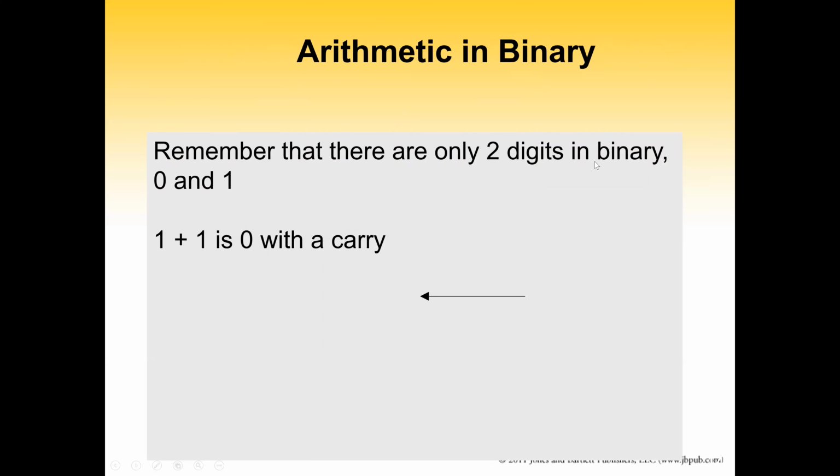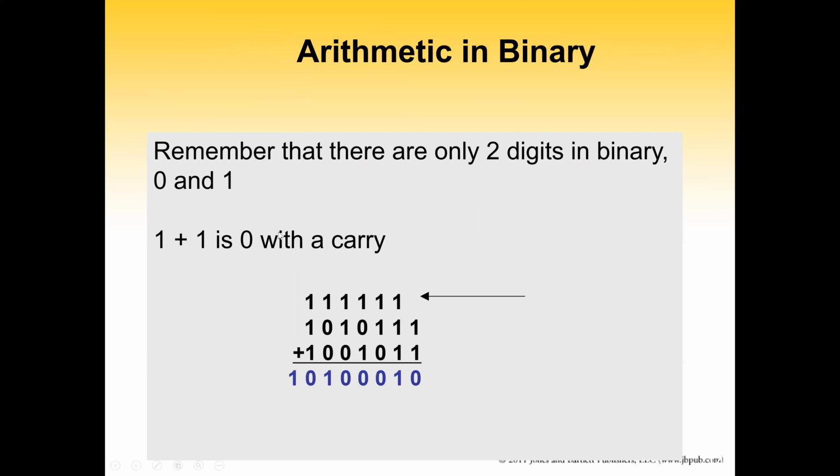Now remember that there are only 2 digits in binary. So if I want to do binary arithmetic, I have only 0 and 1. The rules say 0 plus 0 is 0. 0 plus 1 is 1. 1 plus 0 is 1. But 1 plus 1 is 0 remainder 1. And 1 plus 1 plus 1 will be 1 remainder 1.